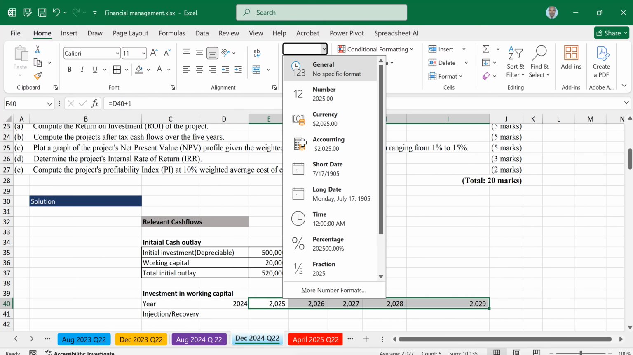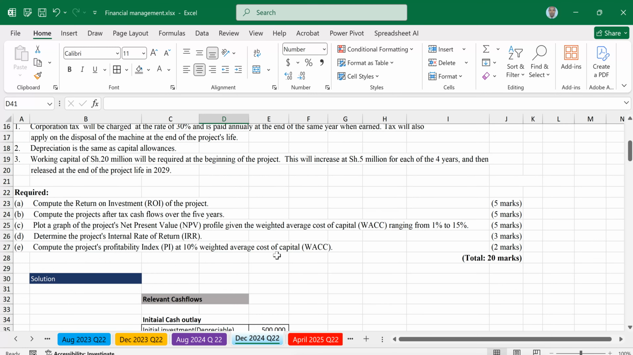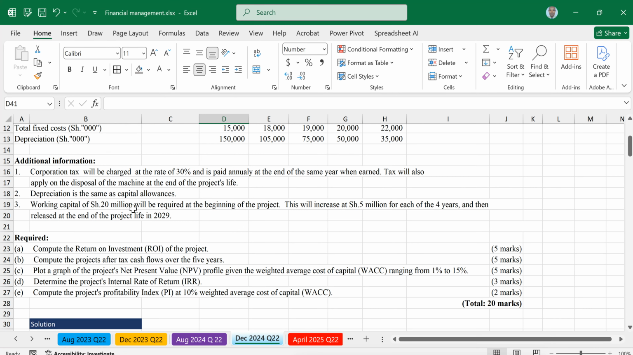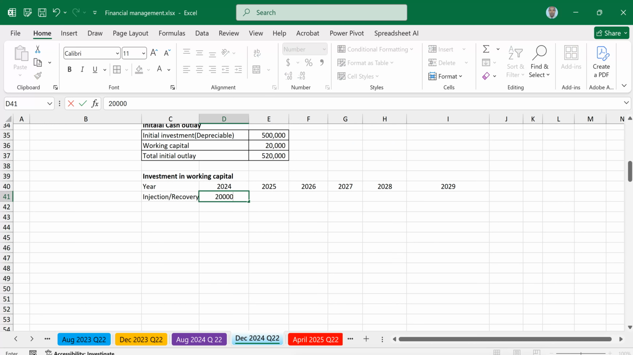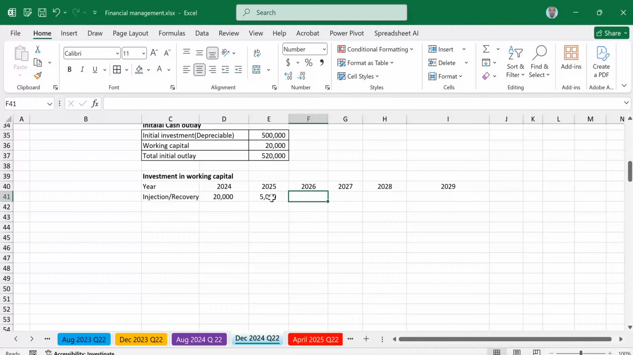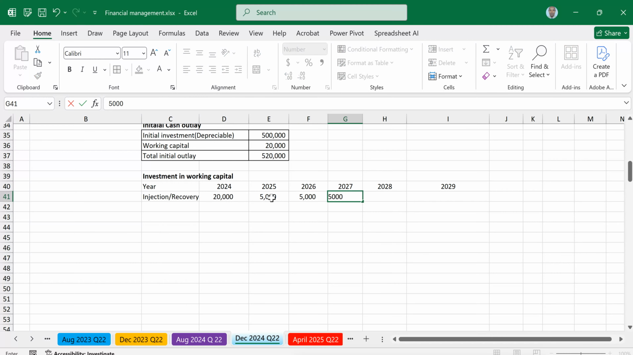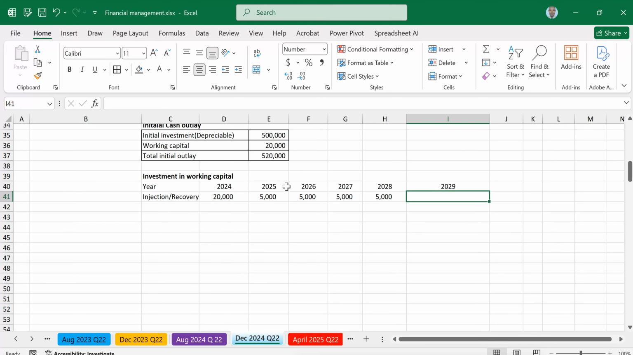To additional information number 3: working capital of 20 million will be required at the beginning of the project, that is 2024. This will increase by 5 million for each of the next 4 years and then be released at the end of the project. So the first year is 20,000, then the other years it will be 5, 5, 5, 5. Then it will be recovered.